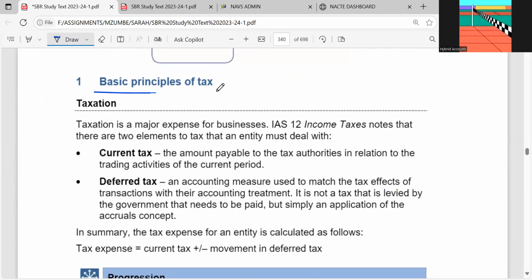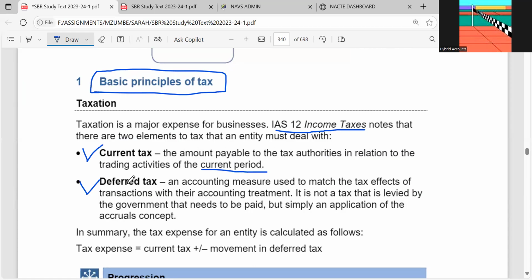Let's start with the basic principles, and we'll first do current tax, after which we'll go to deferred tax. As I told you, we're dealing with IAS 12 income taxes. Now let's see in words what current tax and deferred tax are. Current tax is the amount of tax payable to the authorities, though it could be payable or recoverable, right? Usually tax has to be paid. It's recoverable maybe when you paid more than what you should have paid. So it's the amount of tax payable to tax authorities in relation to the trading activities of the current period. This is just normal.